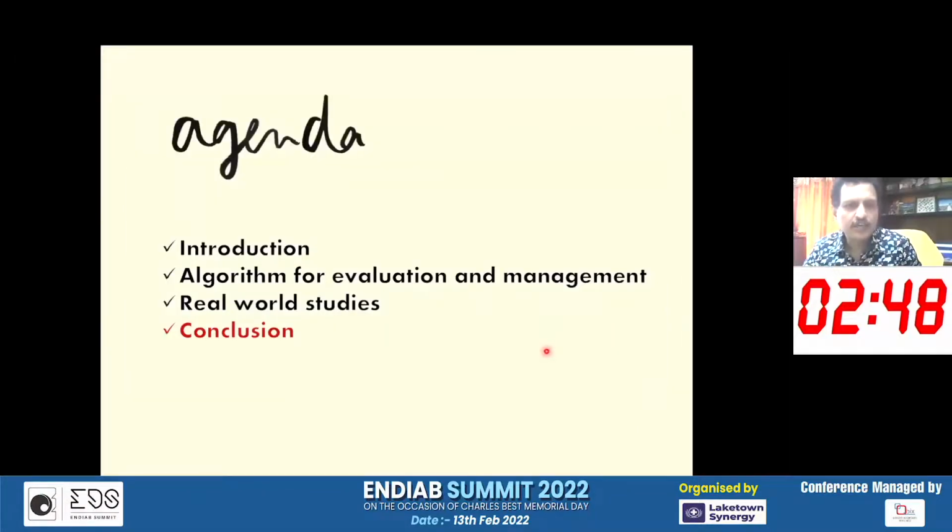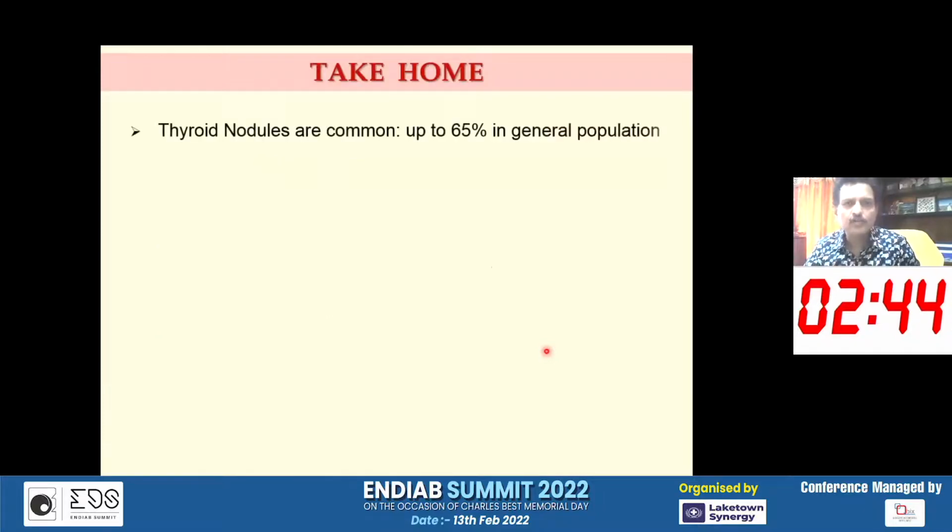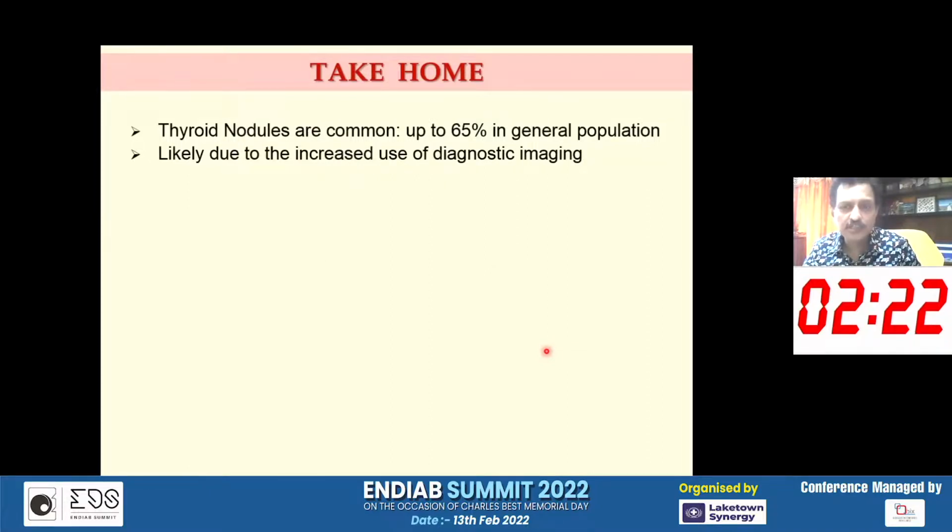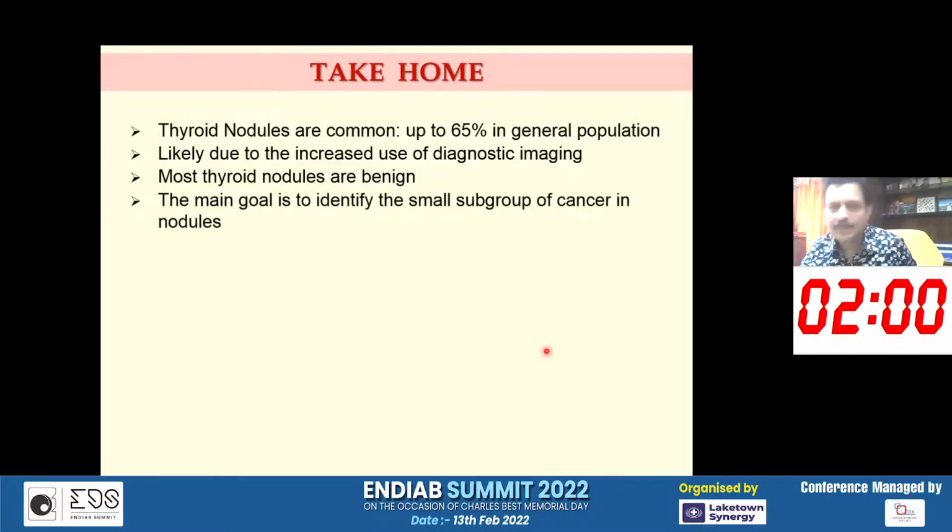So the last part is the conclusion of my talk. Thyroid nodules are quite common, up to 70% of the general population if you go for ultrasound evaluation of the general people. This is commonly missed, but it is quite common in our clinical practice, likely due to increased use of diagnostic imaging. Most thyroid nodules are benign. As I've told you, more than 90% of thyroid nodules are benign. But we should evaluate to find out whether that minor number of patients are harboring malignancy in the thyroid nodule. The main goal is to identify the small subgroup of cancer in the nodule.